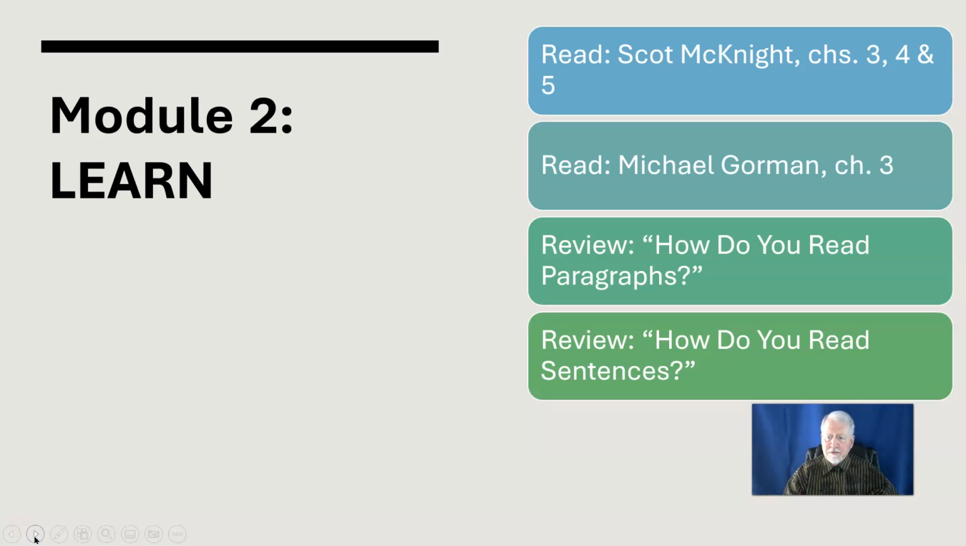Some very important resources for us in Module 2. Please plan on reading chapters 3, 4, and 5 in Scot McKnight's excellent little book. And then chapter 3, I think you will find that Michael Gorman's text is kind of the bedrock. It's centrally important to what we're doing together in this class. So read chapter 3 this coming week, and then you will have another review outline section to take a look at how you read paragraphs, and a second review, how you read sentences. These are the tool learning, the skills learning reviews, and they will end up being very, very important for your work in Module 2.